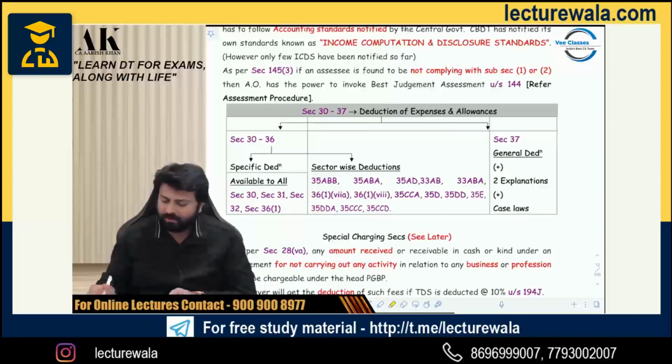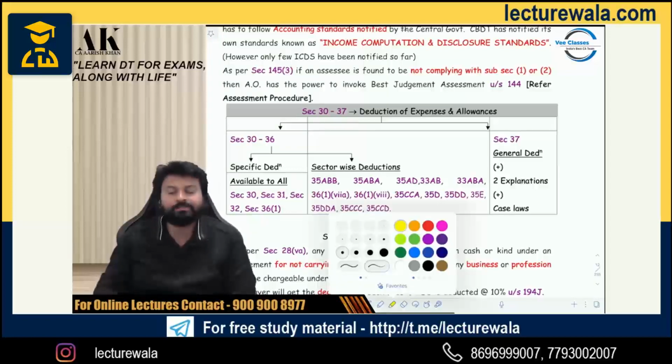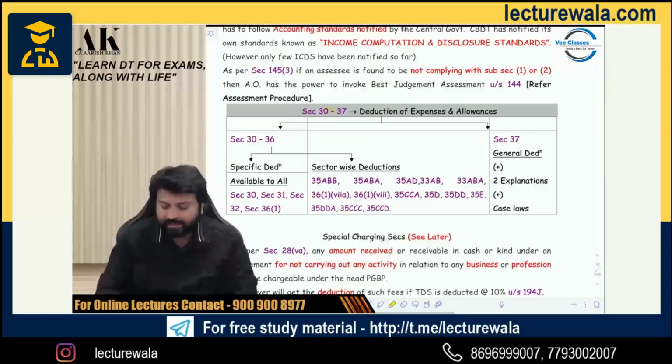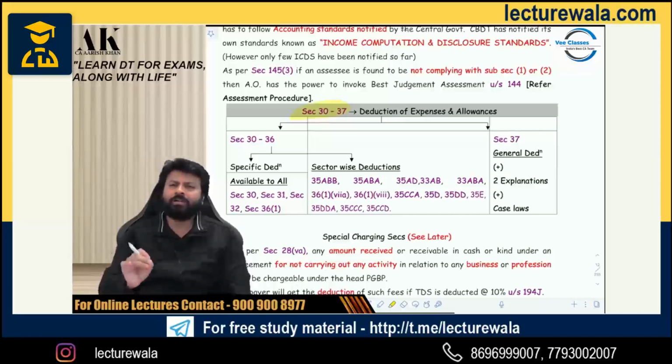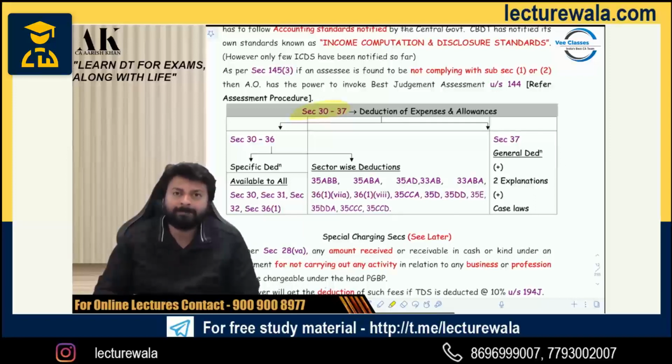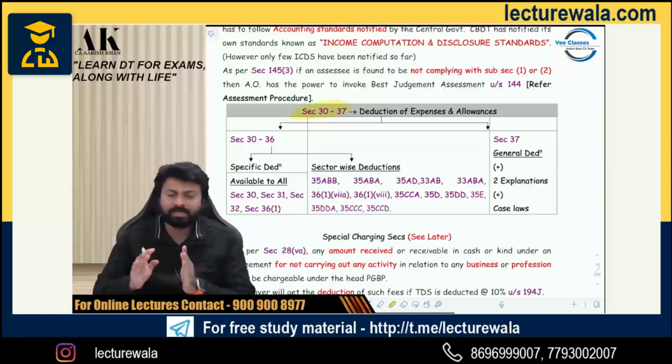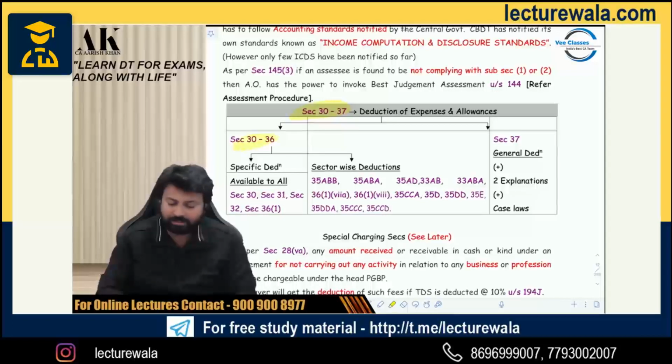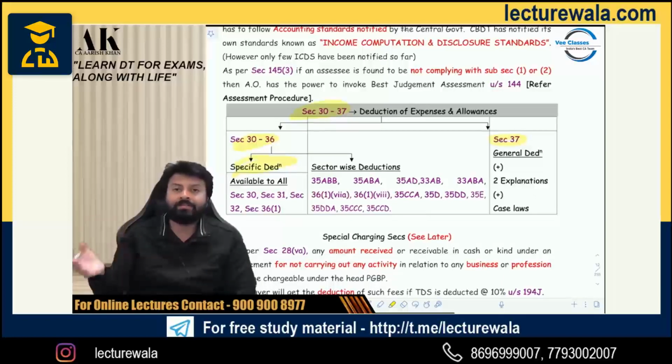So today we are going to talk about deduction first of all. The deductions under income tax law are covered under sections 30 to 37. These are the 8 sections in which all the deductions are covered. I have segregated all the deductions into 2 categories: sections 30 to 36, and 37. So what is the difference? 30 to 36 talks about specific deductions. Specific means it comes with a name, like bad debt, like depreciation, like rent, like interest.